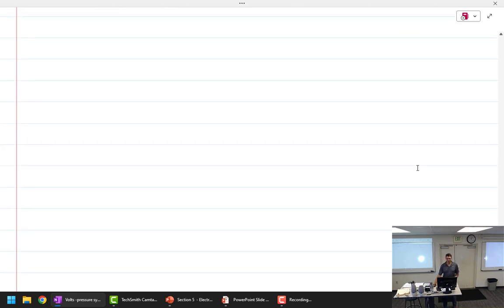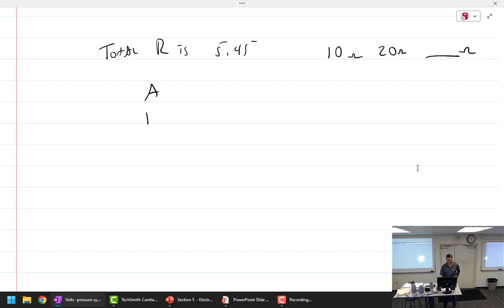What I was saying earlier is there is a formula, and a question might say, there's a 3 resistor circuit and the total resistance is 5.45. Resistor 1 is 10 ohms, resistor 2 is 20 ohms. What is the last resistor? What is the ohmage of that? And of course, your test would have A, B, and C: 30, 40, or 50 ohms. And so how would you solve for that?